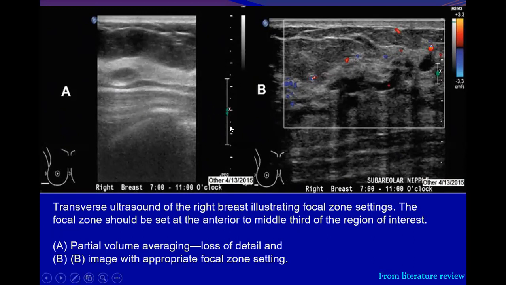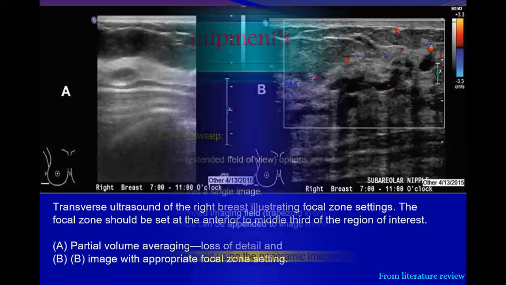You see, look, the focal zone here is far from the area of interest. It is at the back of the image, even below the pectoralis muscles. So that is why everything is blurred and we can see nothing. When the focal zone is adjusted, look how the image demonstrates all these details. Okay.